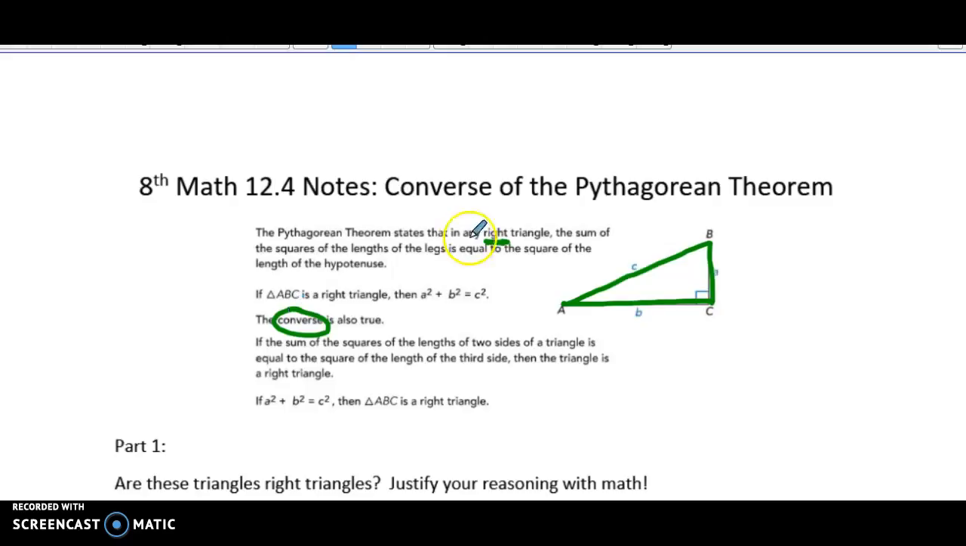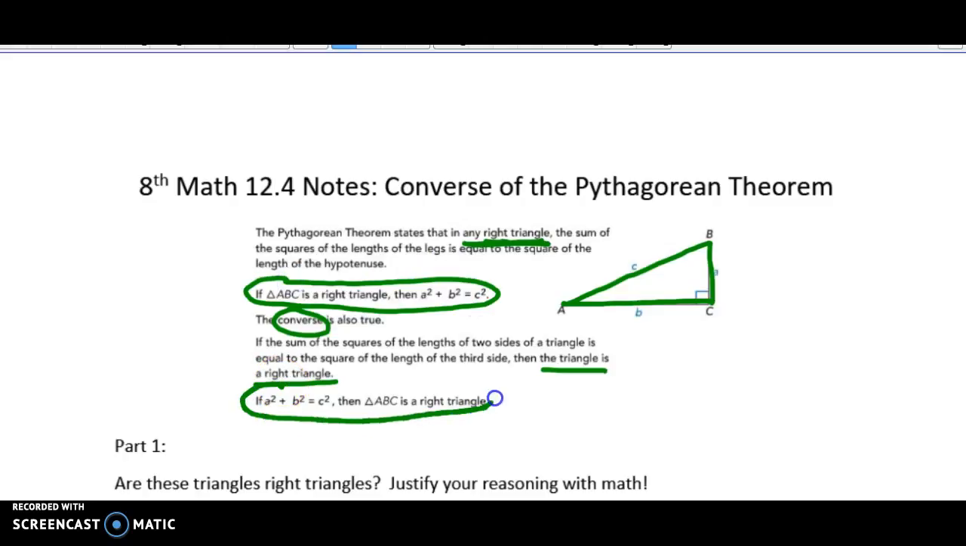So before we led with the idea that we had a right triangle. When we state the converse, that's the conclusion that we draw. So that's the only difference, is the order in which we state it. We're reversing kind of the argument and the conclusion. So we would say if A squared plus B squared equals C squared, then triangle ABC is a right triangle. So if you compare this summary statement with this one, you can see how the converse changes what we're saying.